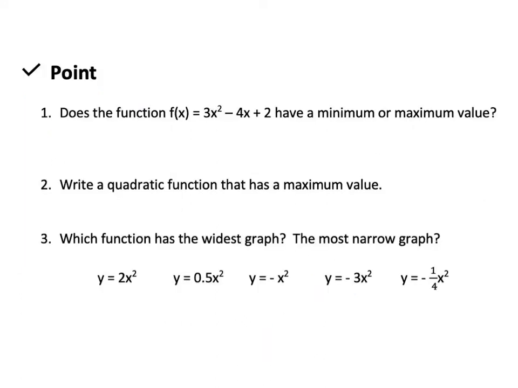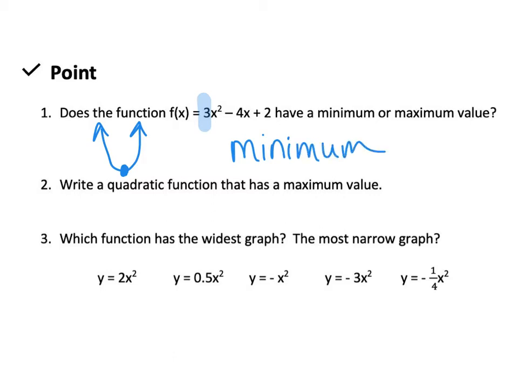So let's answer some checkpoint questions. Does the function f of x equals 3x squared minus 4x plus 2 have a minimum or a maximum value? Well, how do I answer that? Well, it's all about a. I'm going to highlight my a value. A is 3. So since it's positive, that means my graph is going to open upward. So my vertex, is that going to be a minimum value or a maximum? Well, that's the lowest it ever hits. So this has a minimum.